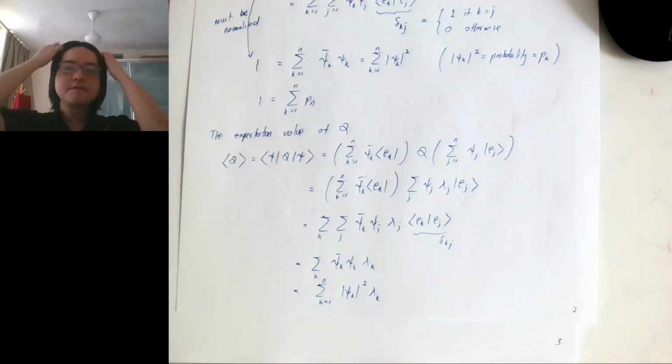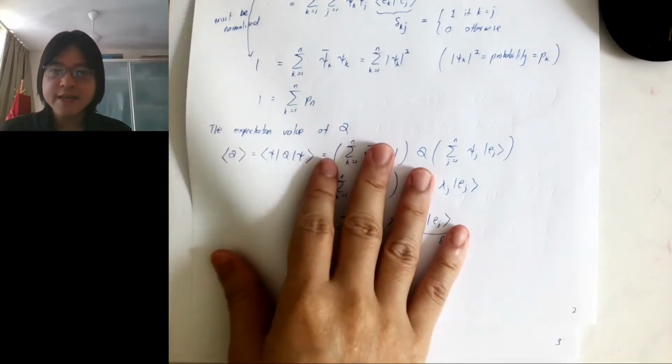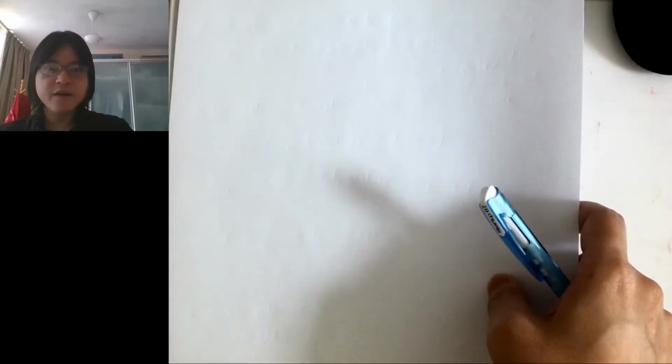Any question? Bra-ket is inner product. Yes, exactly. Yeah, λ_k is the eigenvalue. Yeah, the eigenvalue of Q, yes.